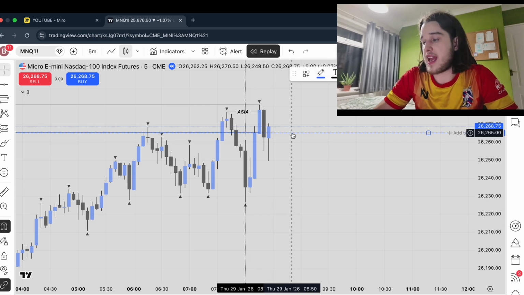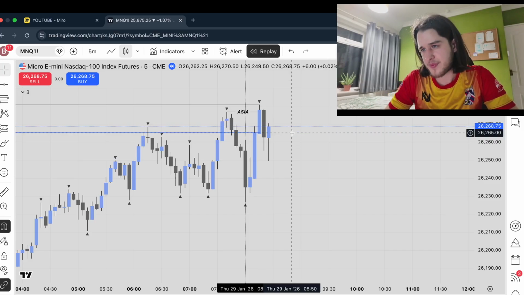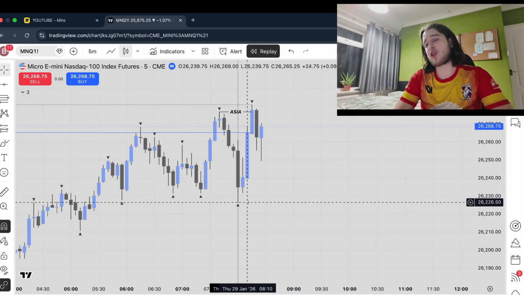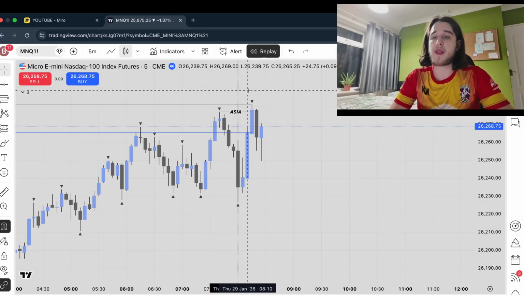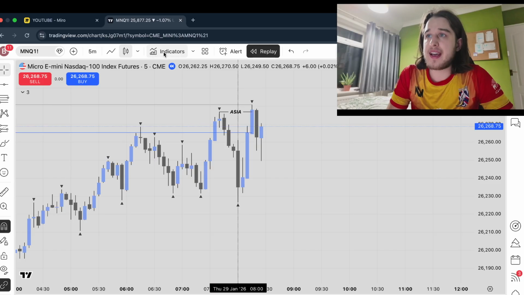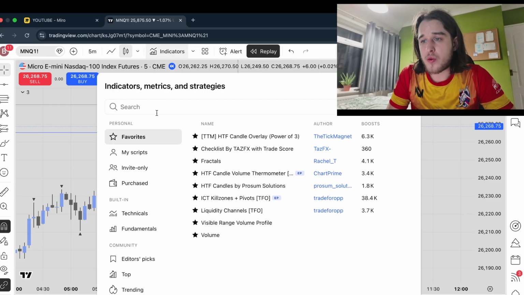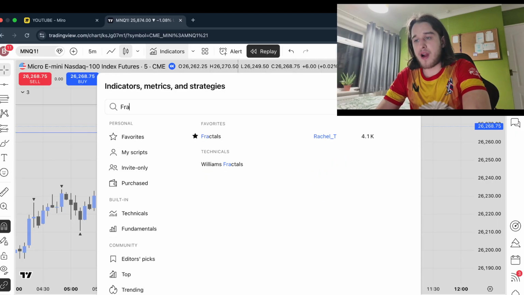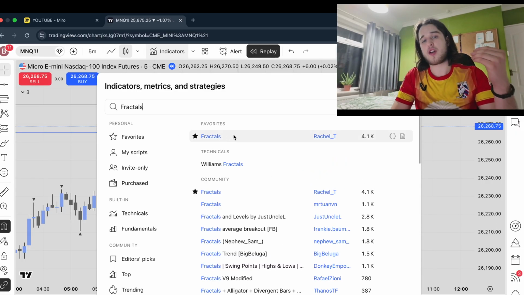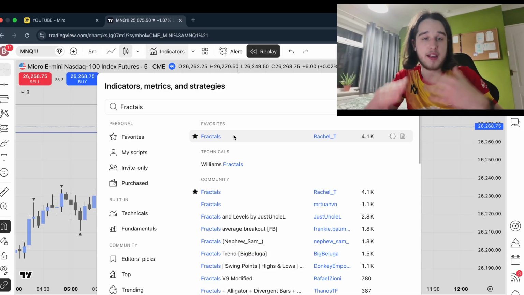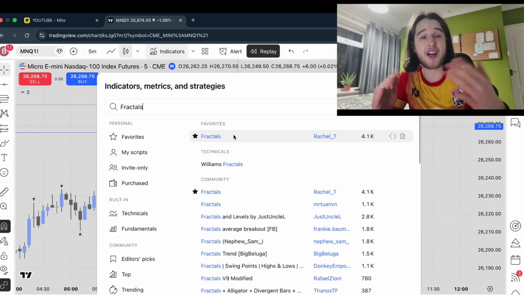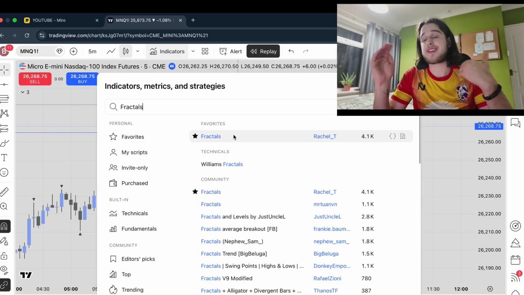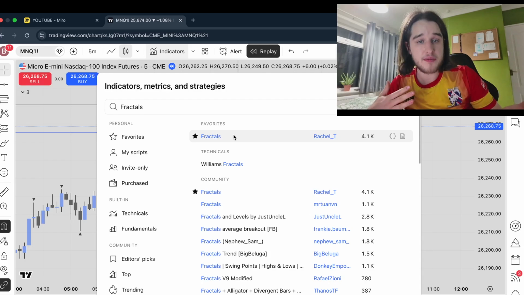Now, the next step is called a break of structure. And you might have noticed that I have a lot of these triangles on my chart. What you want to do is come up here into indicators, and make sure that you have installed fractals. Now this is some crazy chaos theory technical jargon that we don't need to know about, but this has been back tested and proved on the data sheets, so we use it.